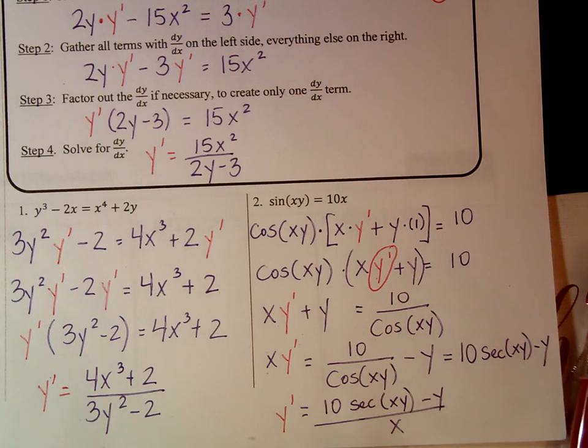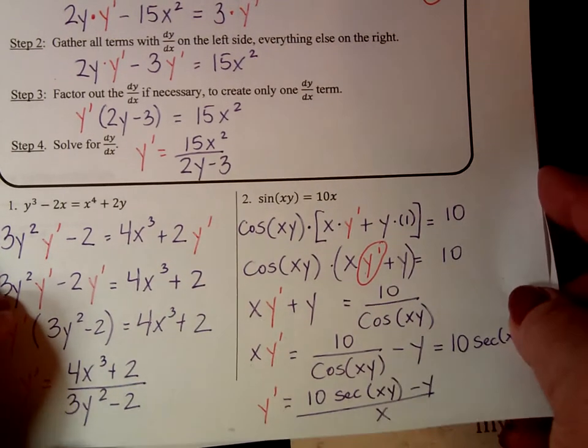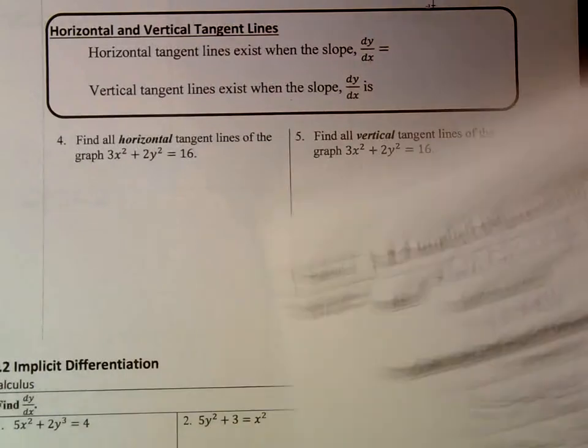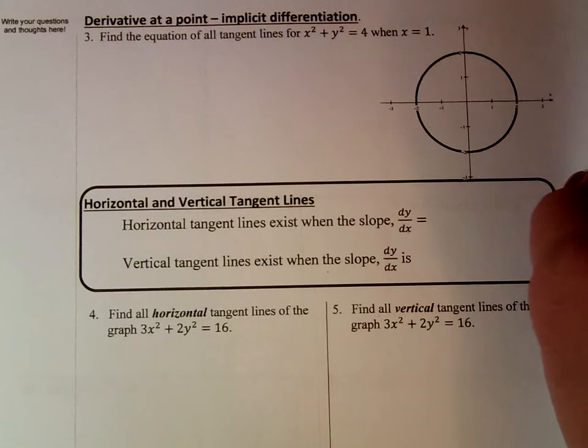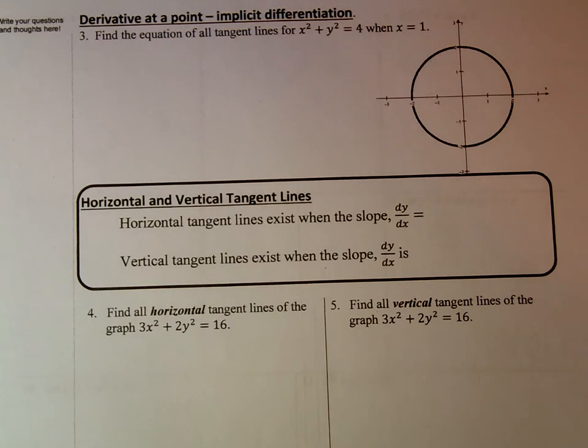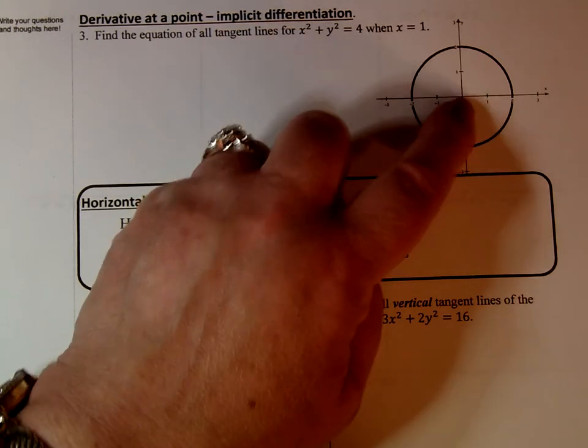All right, so let's see the next thing with implicit. This one says, find the equation of all tangent lines for x squared plus y squared equals 4 when x is 1. This is a circle. X squared plus y squared is a circle. The 4 tells you what the radius is. The radius would be the square root of that. It's 2. So in this case, you can see the picture. We've got a circle whose center is at the origin and the radius is 2.